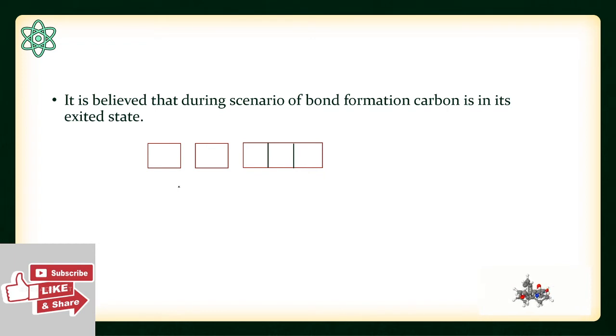This is very, very important to understand. Whenever a bond is formed, carbon is in its excited state. So let us first write the configuration of carbon. The configuration of carbon is 1s2, 2s2, and 2p: you can write 2px1, 2py1, and 2pz0. Okay, this is the configuration of carbon.